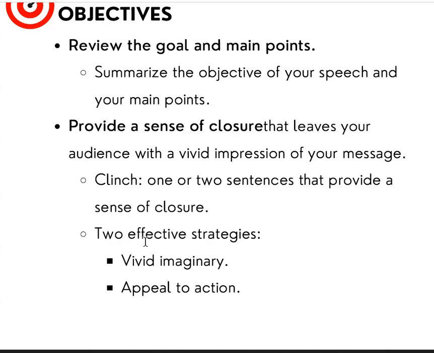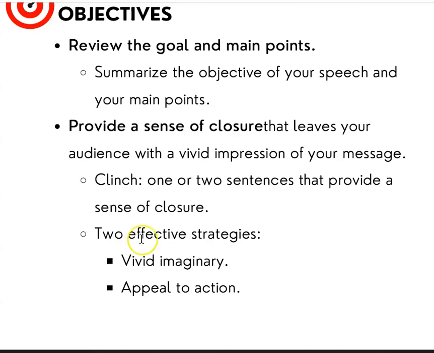So that is one way for you to provide closure and give your audience something to take back. Your audience would say that I have to do something about this pollution, about plastic pollution, for example. So you provide that sense of closure for your audience. All right, so that is the conclusion.